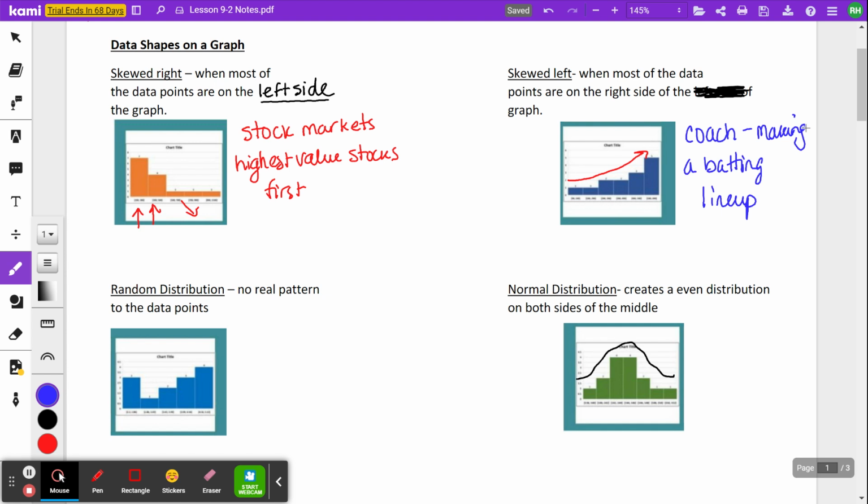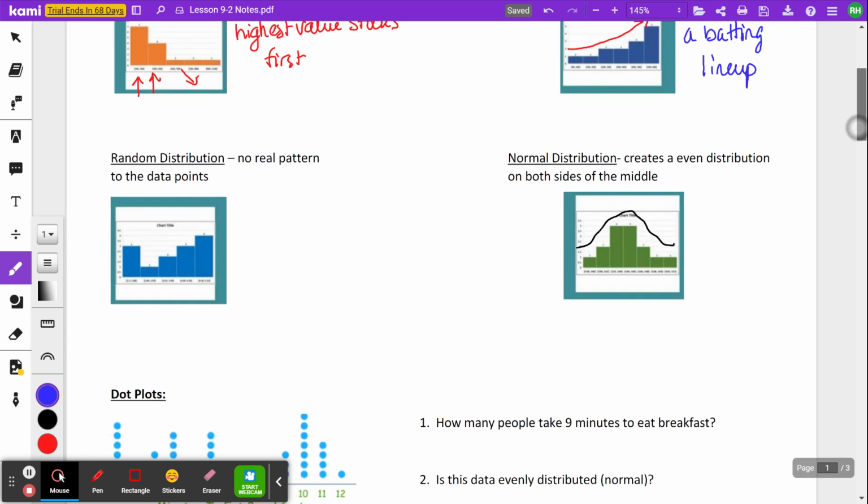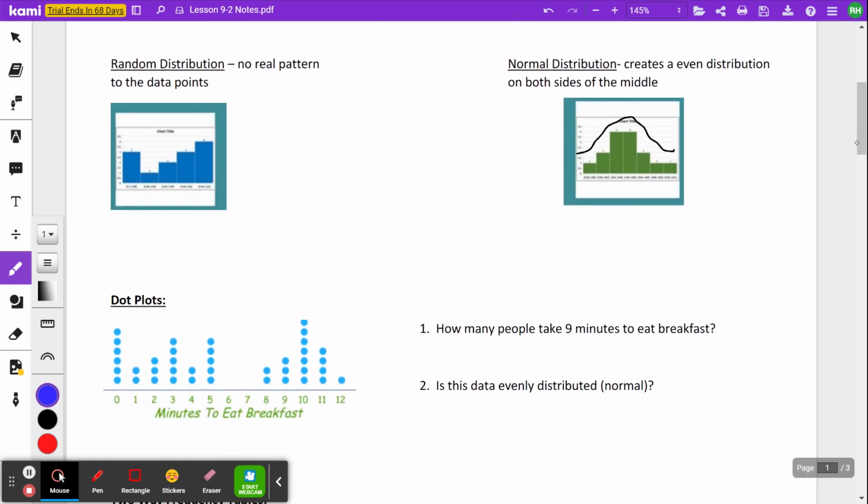Then down here for random distribution, right? There's no real pattern. So think about maybe like wait times at a restaurant, right? It depends on what time of day. It depends on if there's an event happening somewhere. Maybe the baseball game just let out and now it's really busy at like 3 o'clock in the afternoon. You just never know, right? So this would be like all over the place. So I'm just going to put your wait times at a restaurant.